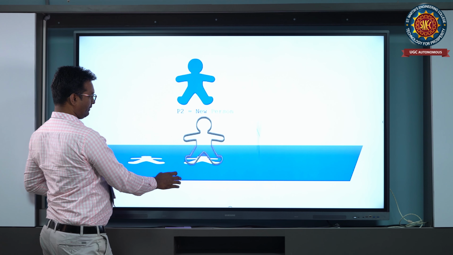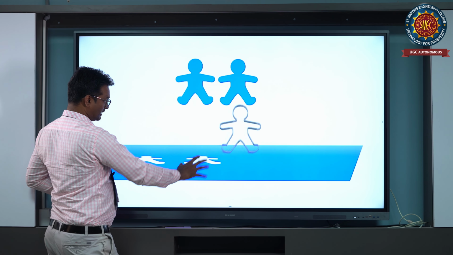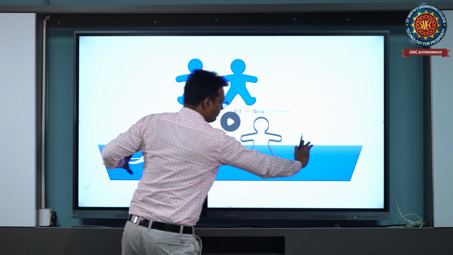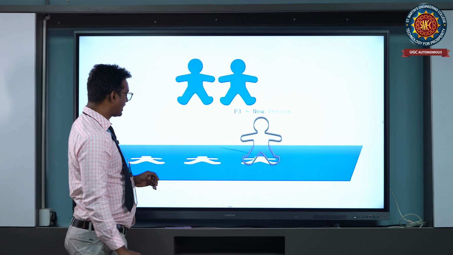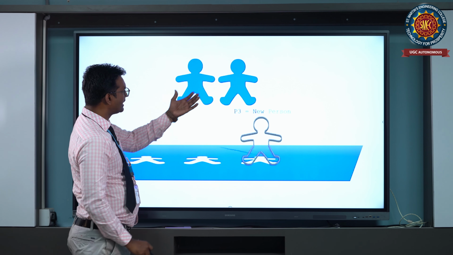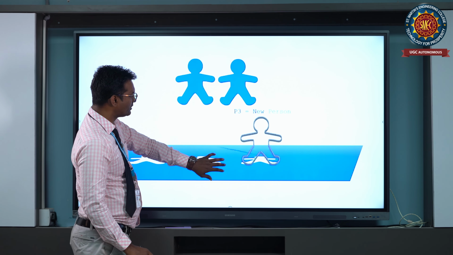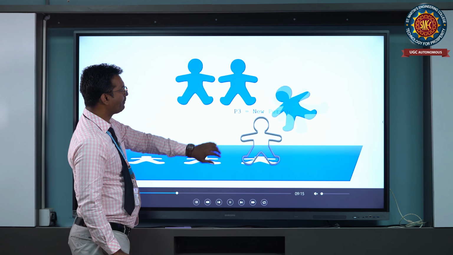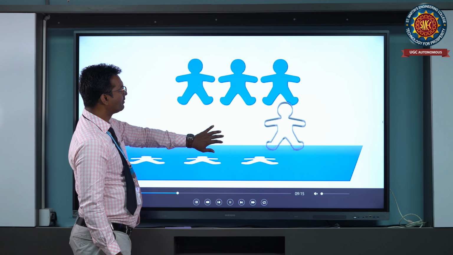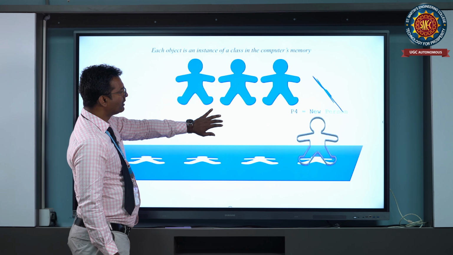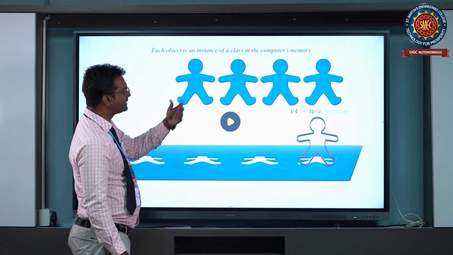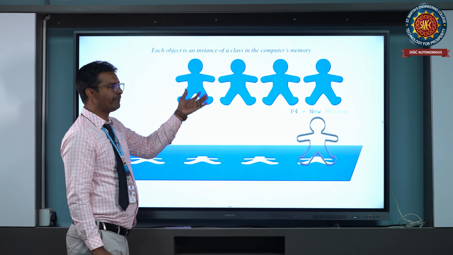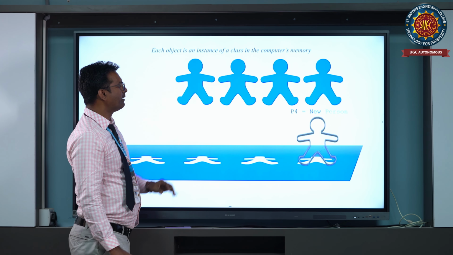Here, different persons are created with the same strip. What does it mean? This blue strip is called a class. Whatever persons come from this class, P1, P2, and now P3 is going to be created, and P4, a new person. So how many persons can be generated by the same class? Every person contains the same parameters as well as the same behaviors.